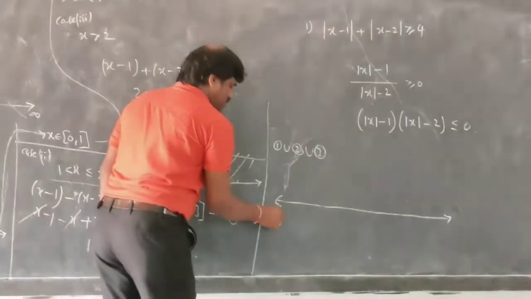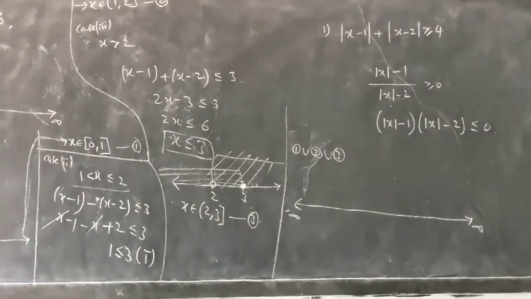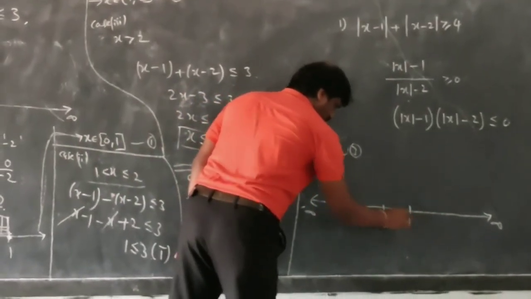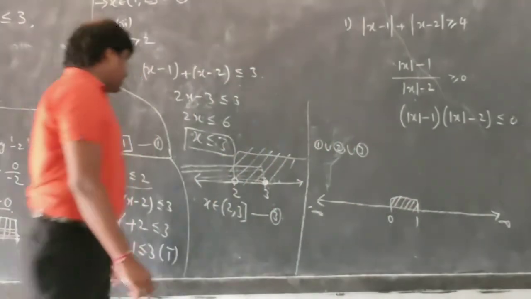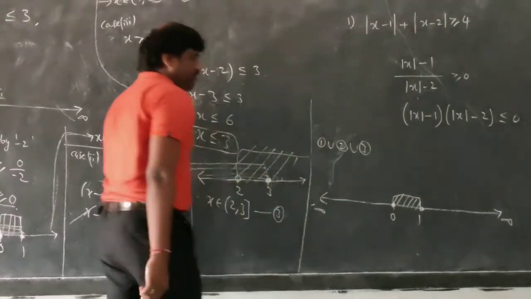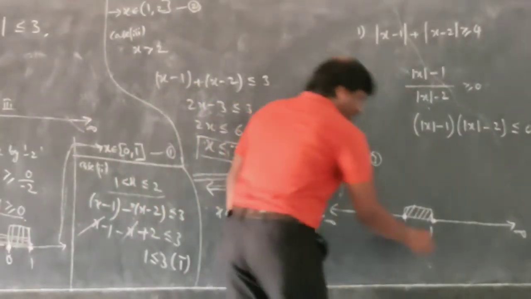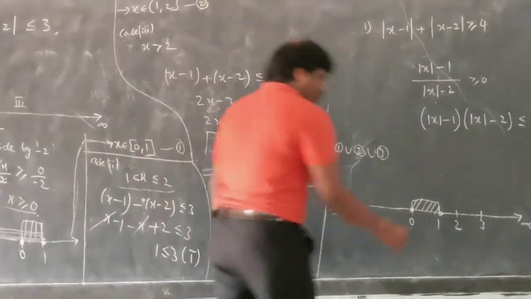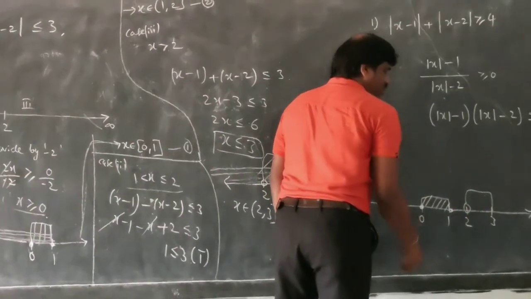On the number line, this is minus infinity and this is plus infinity. Case 1 is speaking about 0 to 1 closed. So if I pick up 0 here and 1 here, it says closed, which means I can include 0 and I can include 1. And case 3 is saying 2 to 3. If I take 2 here and 3 here, 2 is open and 3 is closed. So this is what case 3 says.